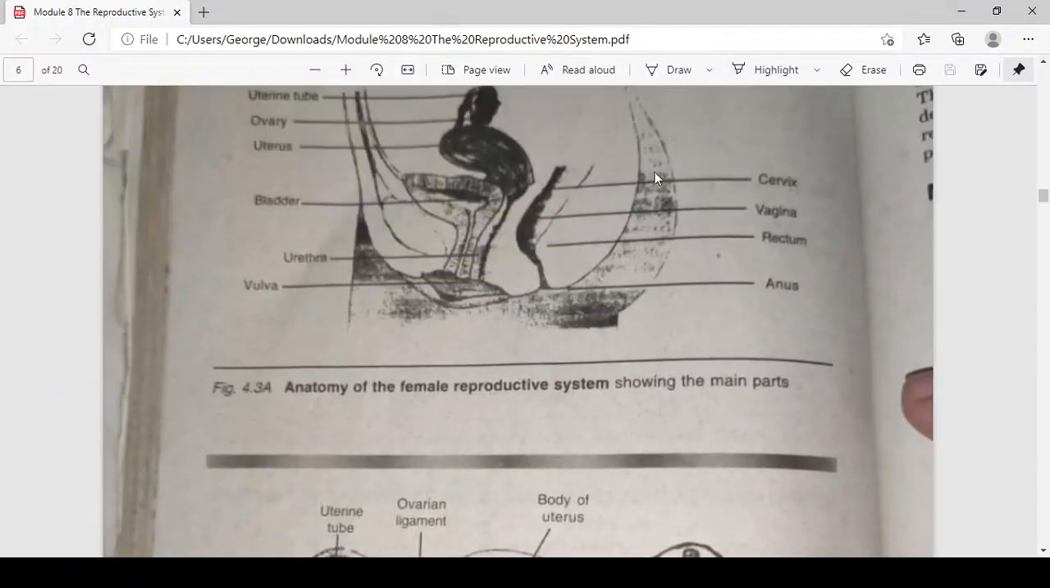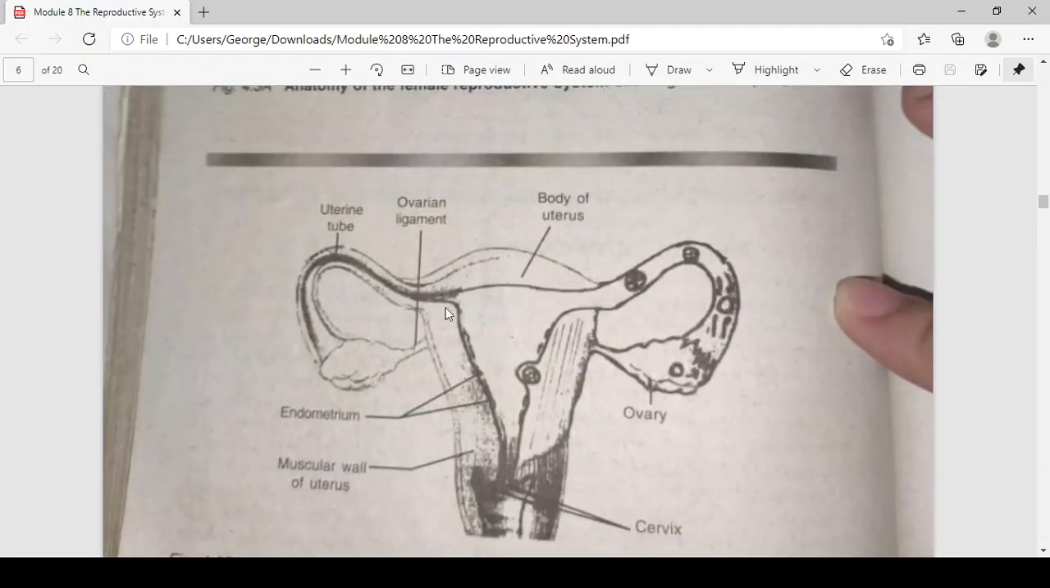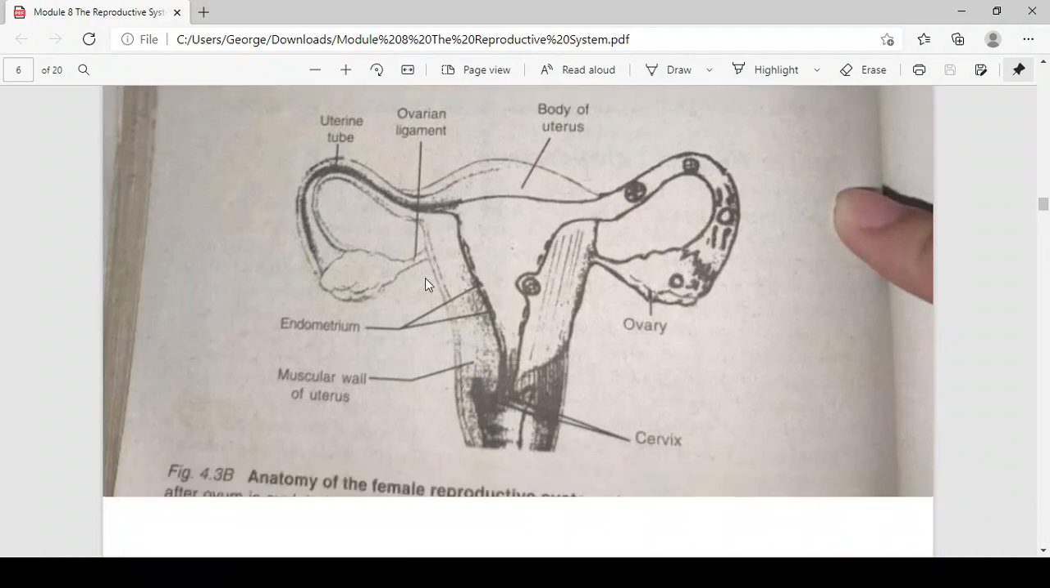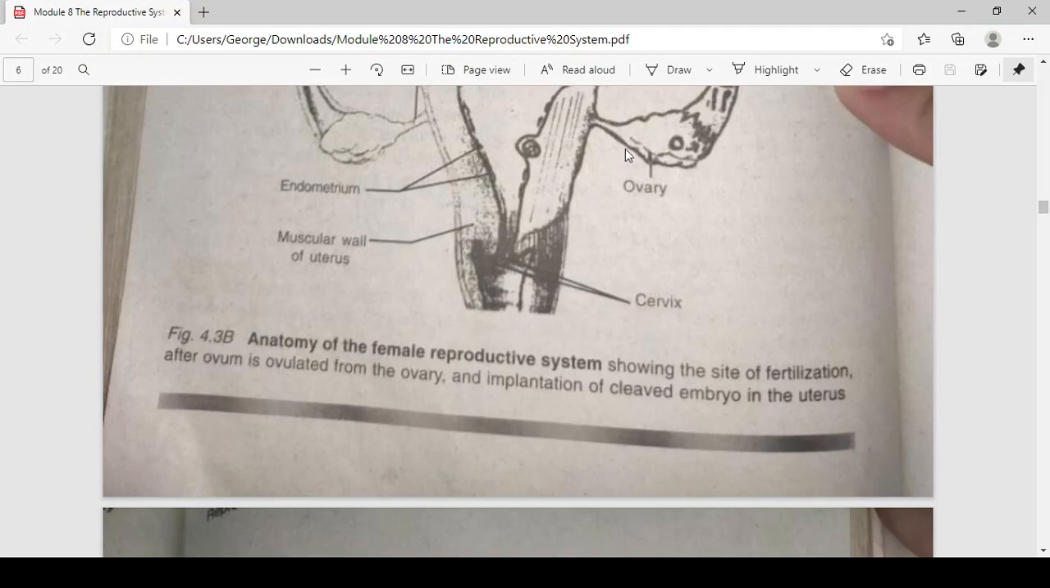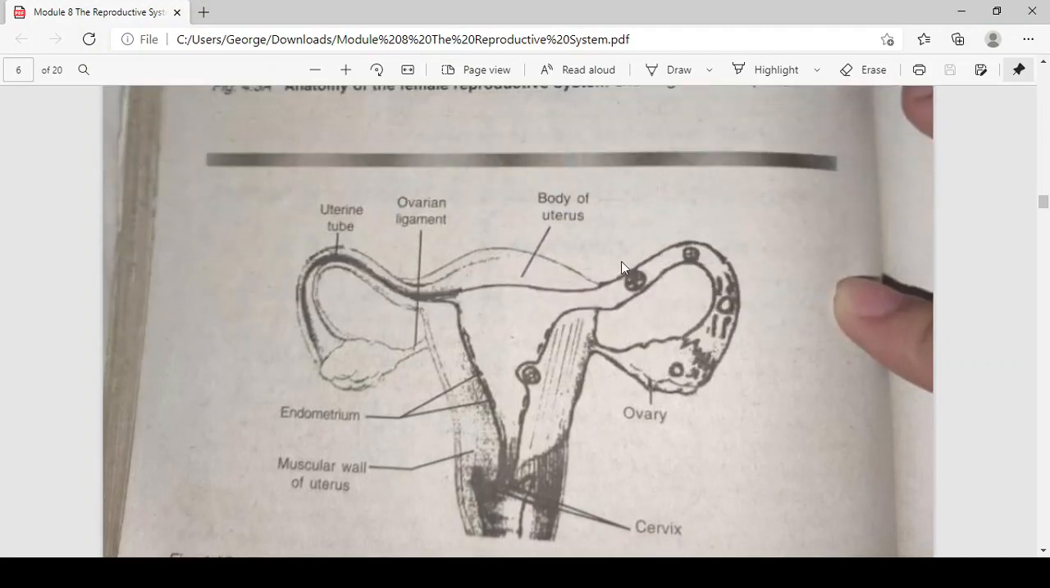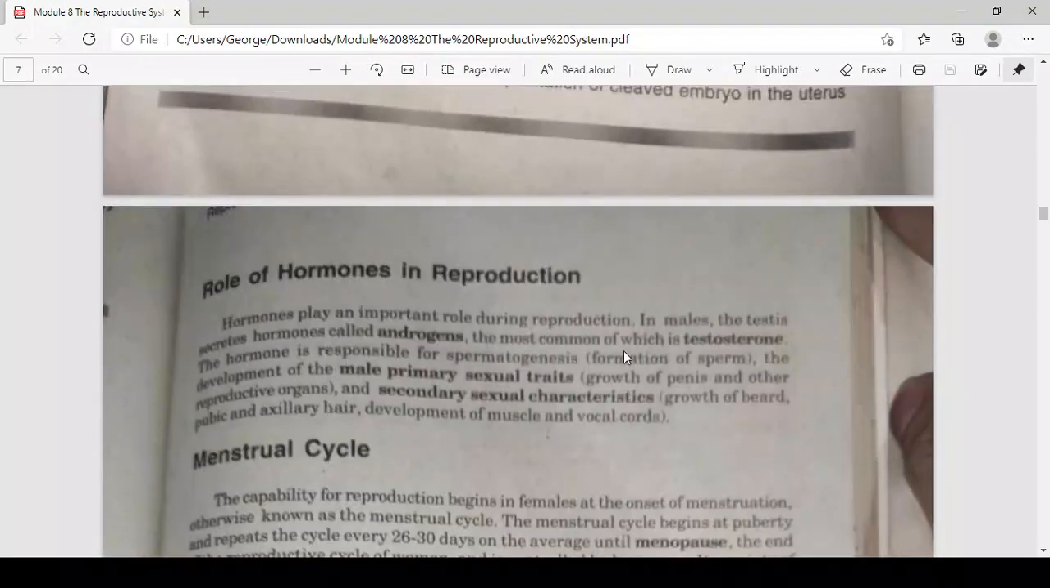So that is, kids, the picture of our female reproductive system. This is its illustration from your uterine tube, ovarian ligament, body of the uterus to your endometrium, with the ovaries. And lastly, that is your cervix.